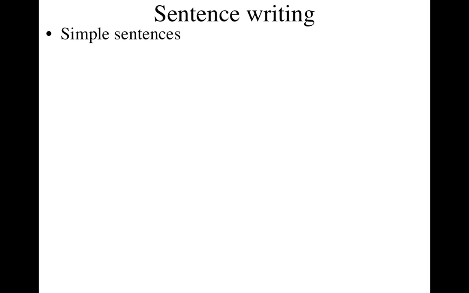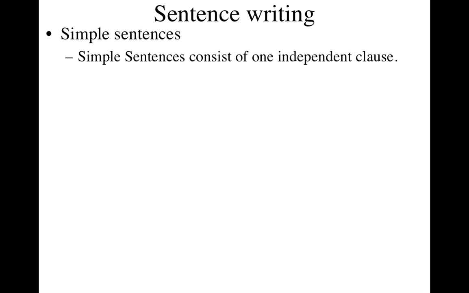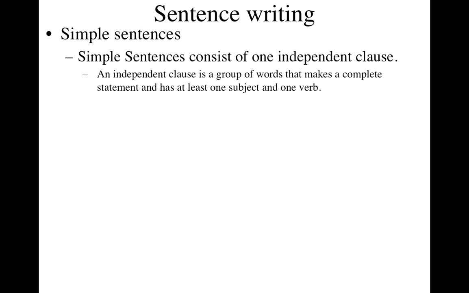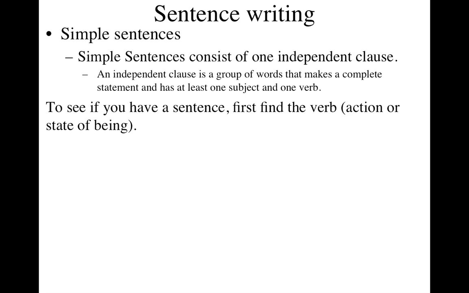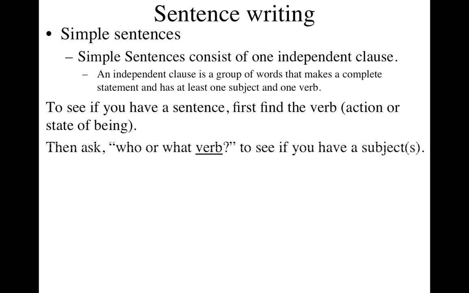Sentence writing, starting with simple sentences. Simple sentences consist of one independent clause. What is an independent clause? An independent clause is a group of words that makes a complete statement and has at least one subject and one verb. To see if you have a sentence, first you need to find the verb, action or state of being word. Then ask who or what verb to see if you have a subject.